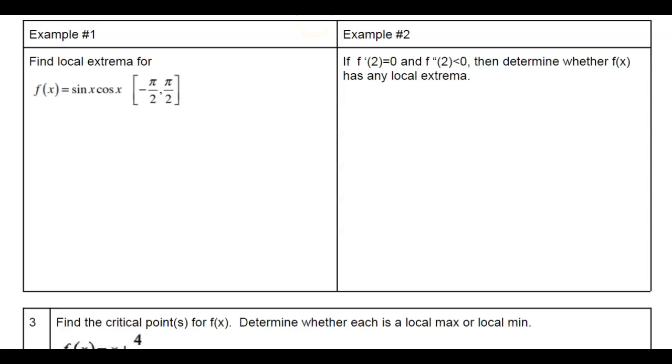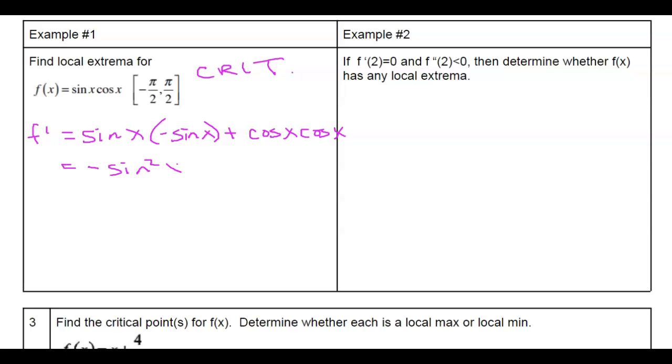So first I want to find my critical point. Okay, so we're going to take the first derivative and we'll set it equal to 0 and solve. The derivative of cosine is negative sine, plus the derivative of sine, which is cosine. So we end up with negative sine squared plus cosine squared. Now, this is something different. We could solve this because we set this equal to 0, and we have two options.